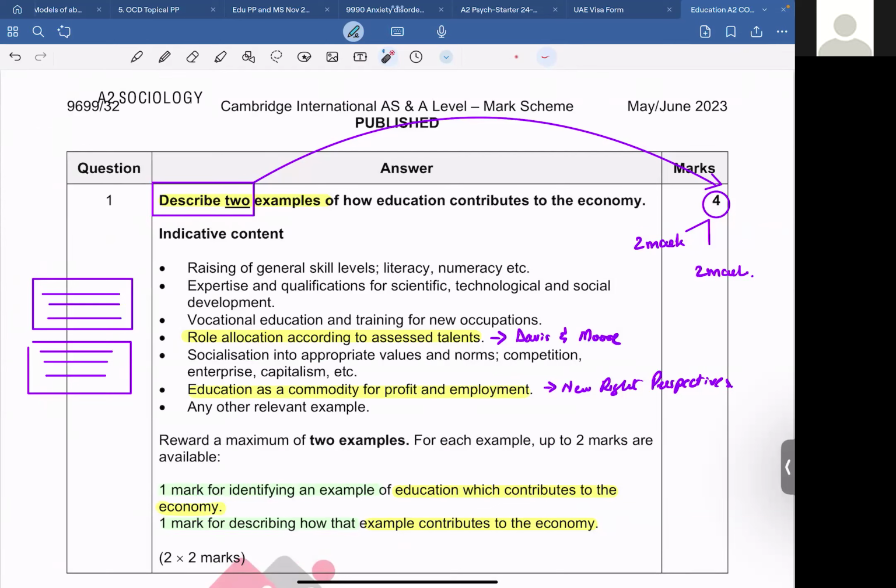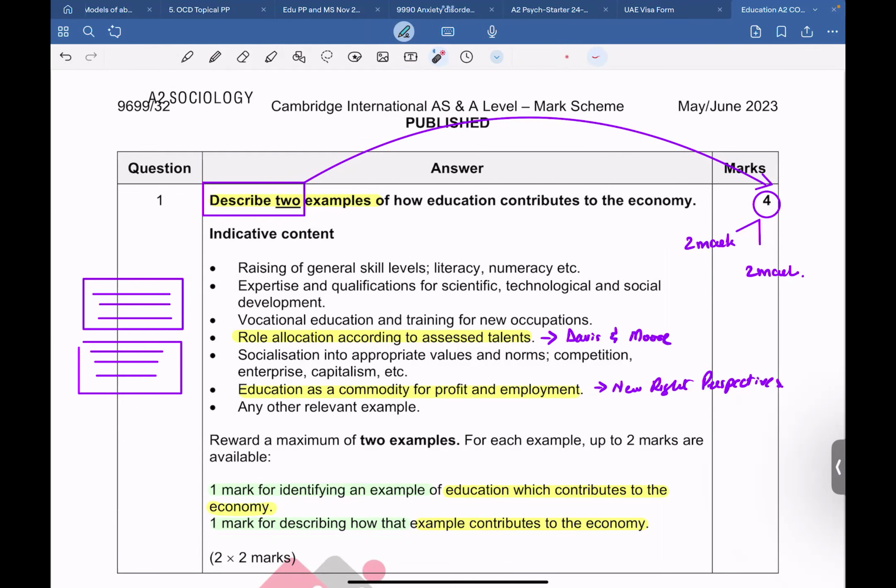So to begin with, this question over here reads, describe 2 examples of how education contributes to the economy. A typical 4-mark question usually expects you to describe any 2 things. Now, this 4-mark question should be treated like 2 different questions of 2 marks each. By doing this, you ensure that you are not throwing away any mark at all. So the first example, we will write worth 2 marks.